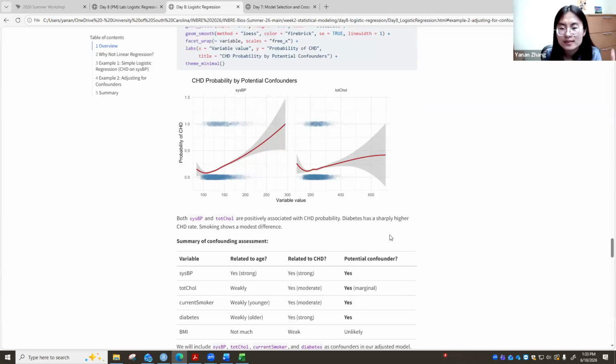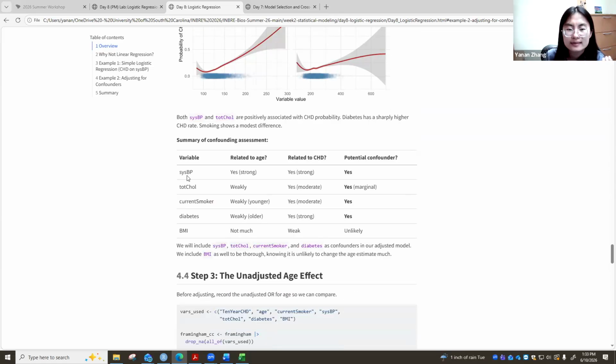So to summarize all this in the table, we can just say, is systolic blood pressure related to age? Yes. Is it related to the disease or the outcome? Yes. So is this a potential confounder? Yes. Right. Same for total cholesterol, current smoking status, and diabetes.